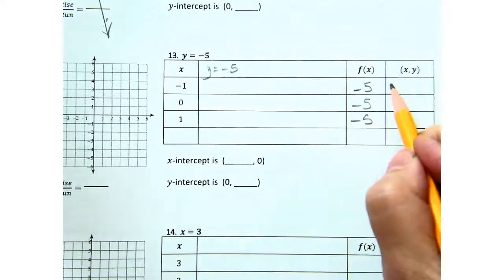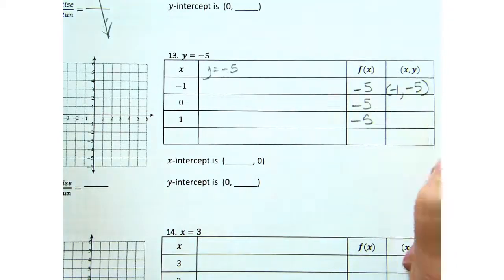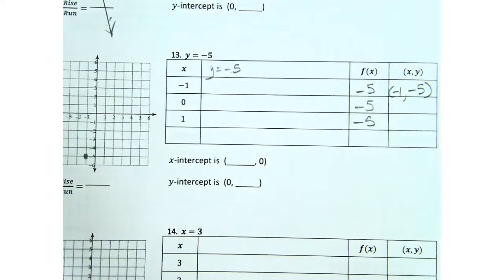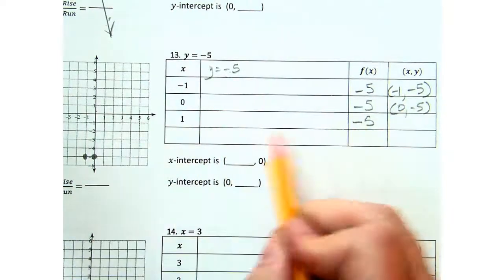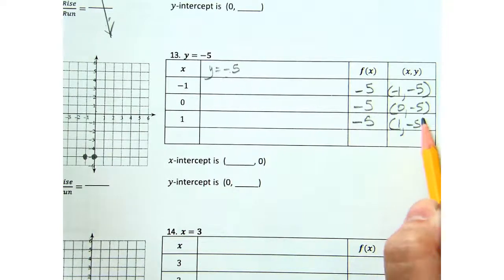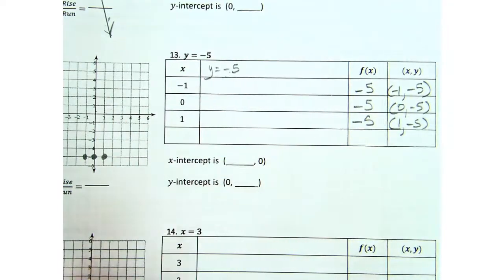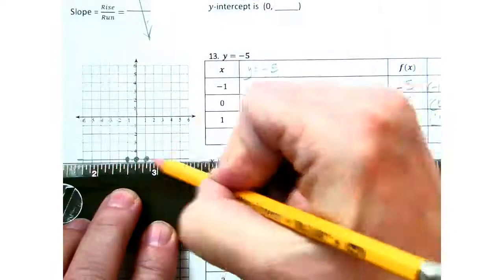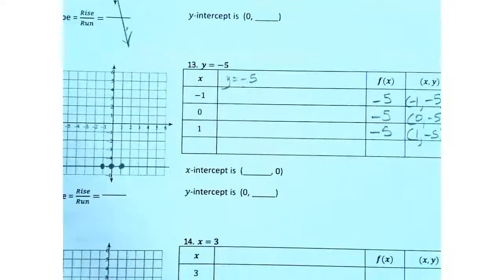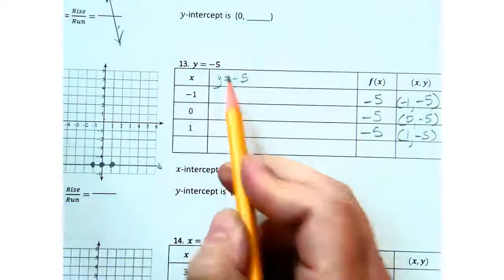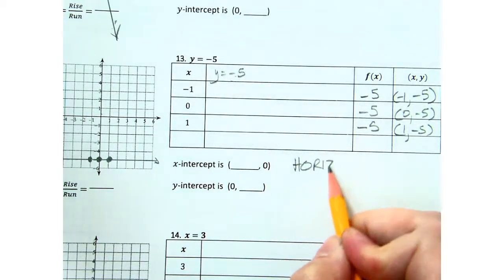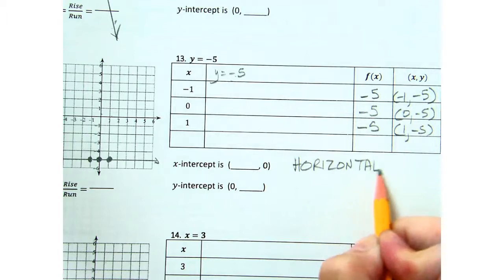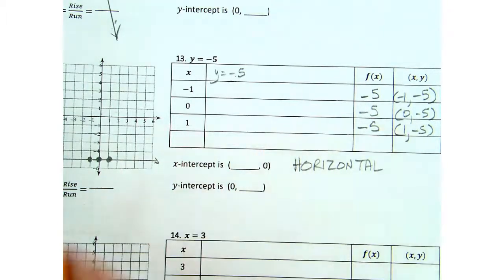That means our first point is (-1, -5). Our second point is (0, -5). And our third point is (1, -5). Take a ruler and draw a line through these 3 points. Notice that this line is horizontal through y equals negative 5. Whenever you have a line which has y equals a number and no x in the equation, you get a horizontal line through that number.